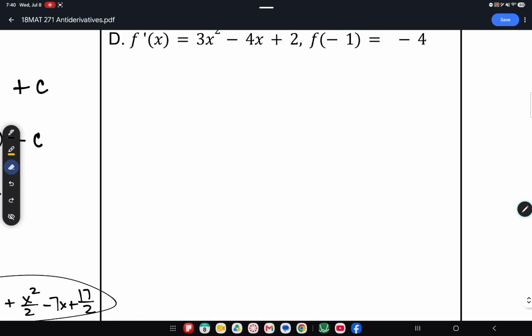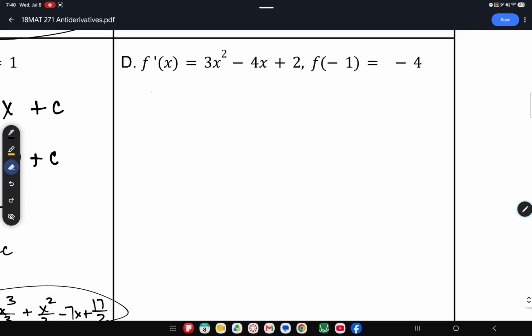Let's do another polynomial here. So we'll integrate both sides, and we get f of x is 3x cubed over 3 minus 4x squared over 2 plus 2x plus c. And then we'll solve. So -4 equals, and I'll simplify here. So those 3's will cancel out. I'm just left with x cubed. So -1 cubed. 4 and 2 cancel out to be 2.